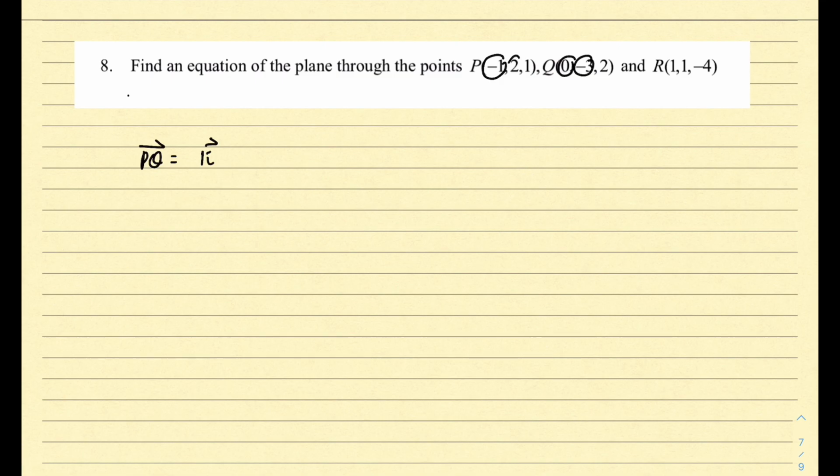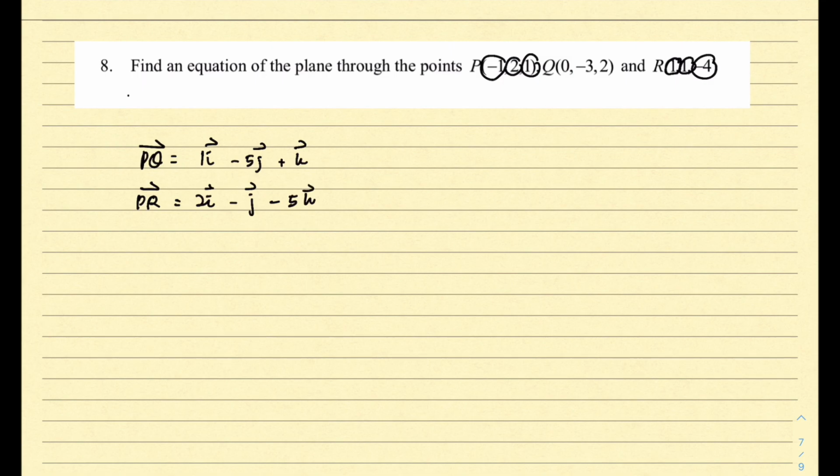Negative 3 minus 2 is negative 5J. 2 minus 1 will be 1K. Okay, and then we want to find the vector PR. Vector PR is R minus P. So 1 minus negative 1 will be 1 plus 1, so 2I. 1 minus 2 will be negative 1J. And you have negative 4 minus 1, which is negative 5K.